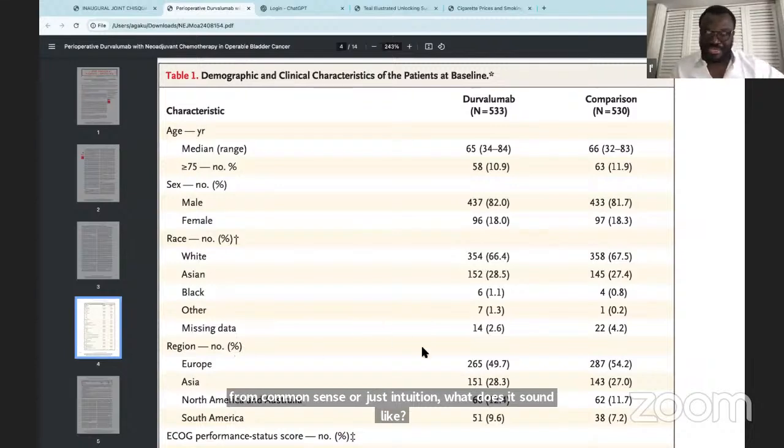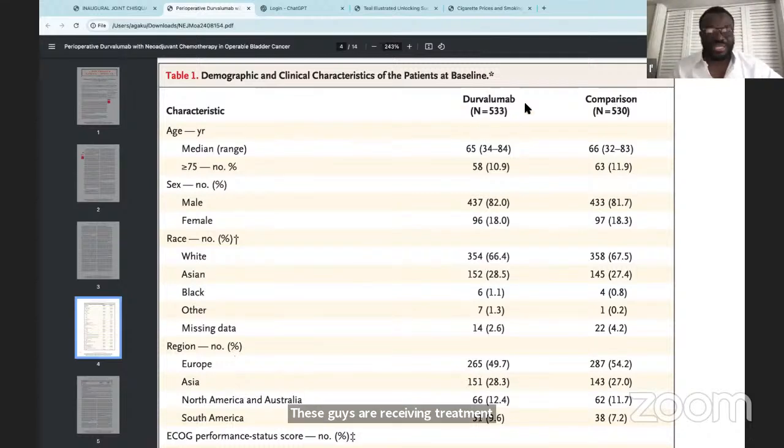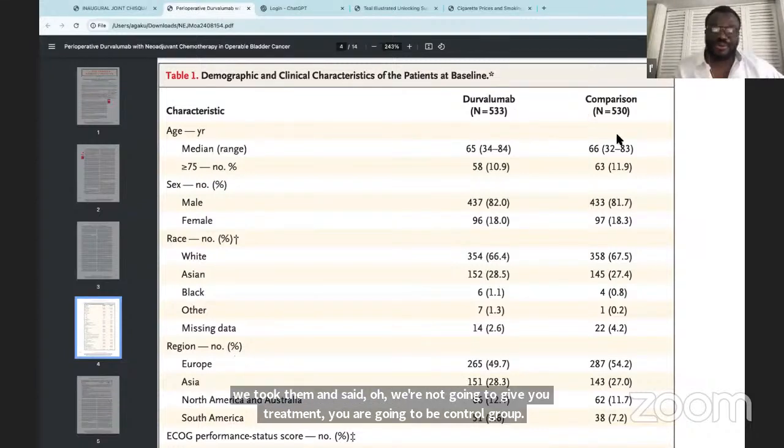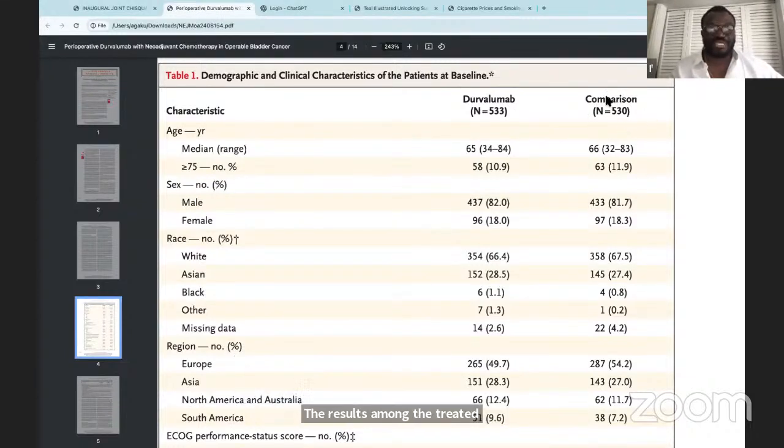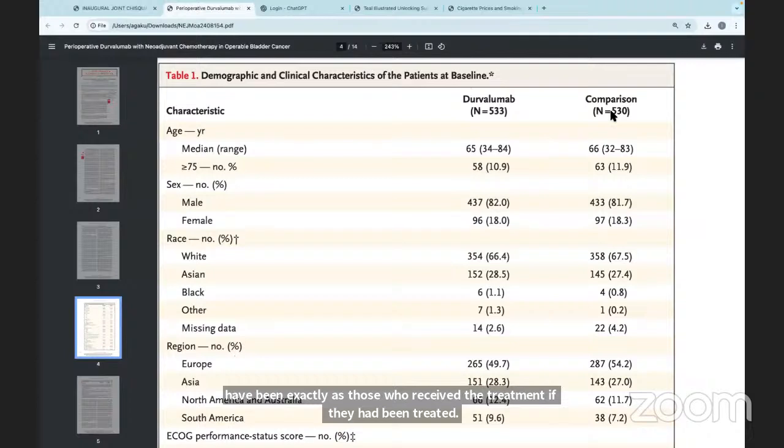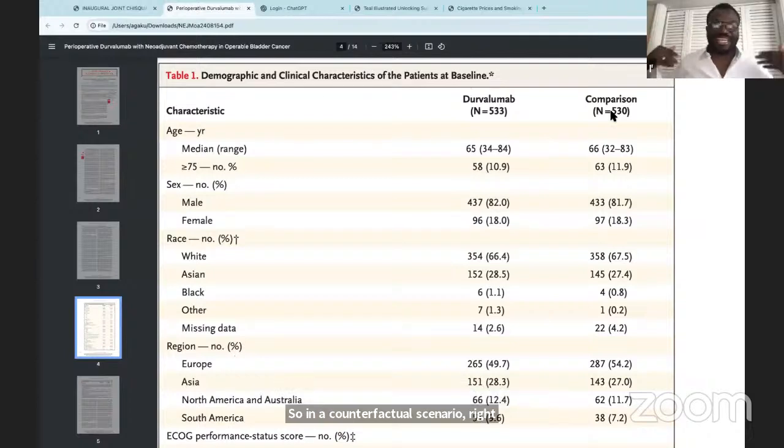Excellent. So it means that these guys that receive treatment, if we took them and said, oh, we're not going to give you treatment, you are going to be the control group, the results among the treated would be exactly what we see in the untreated if these guys had been untreated, right? The same thing here with the comparison group. The results we see among the comparison group would have been exactly as those who received the treatment if they had been treated. So in a counterfactual scenario, this is just in our head, but we're saying in a hypothetical scenario that we switch the treatment, the outcomes would have been exactly the same as the other group, right?